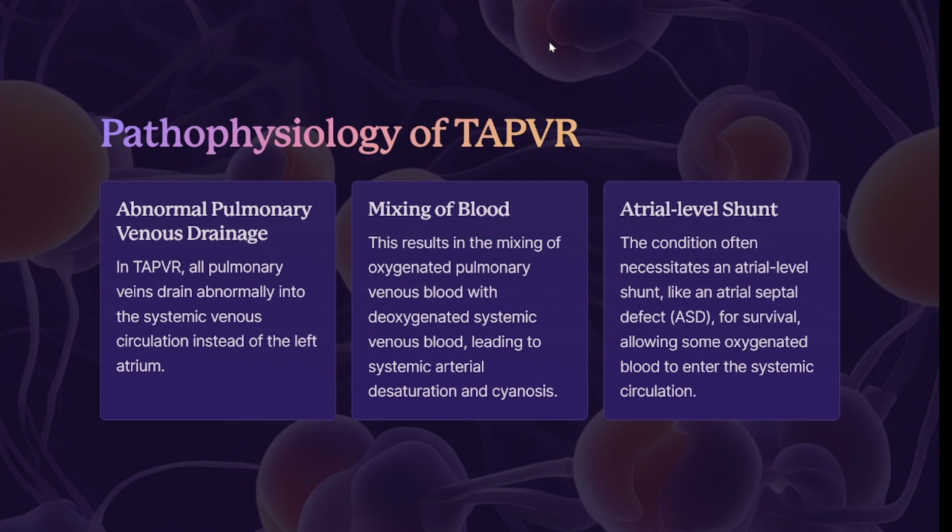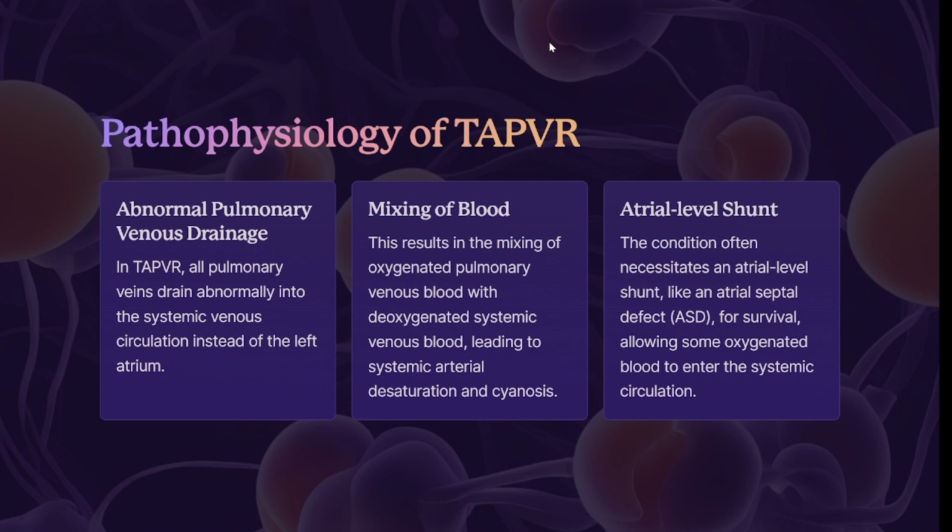This results in the mixing of oxygenated pulmonary venous blood with deoxygenated systemic venous blood, leading to systemic arterial desaturation and cyanosis. The condition often necessitates an atrial level shunt, like an atrial septal defect, ASD, for survival, allowing some oxygenated blood to enter the systemic circulation.